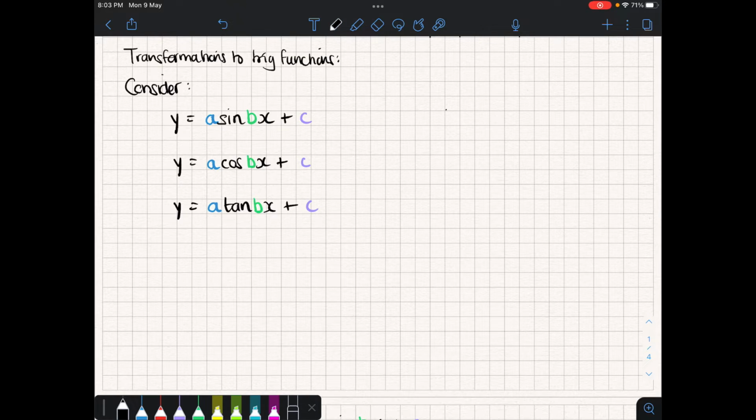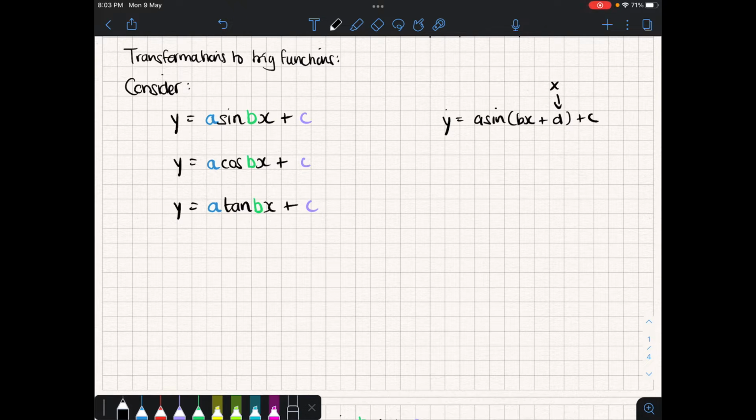Okay, something to note obviously is that we can do one more transformation, which is not covered in this syllabus, and that is actually to add a value here, right? That's a horizontal shift, which we're not going to look at this year. So we're not looking at this transformation here.